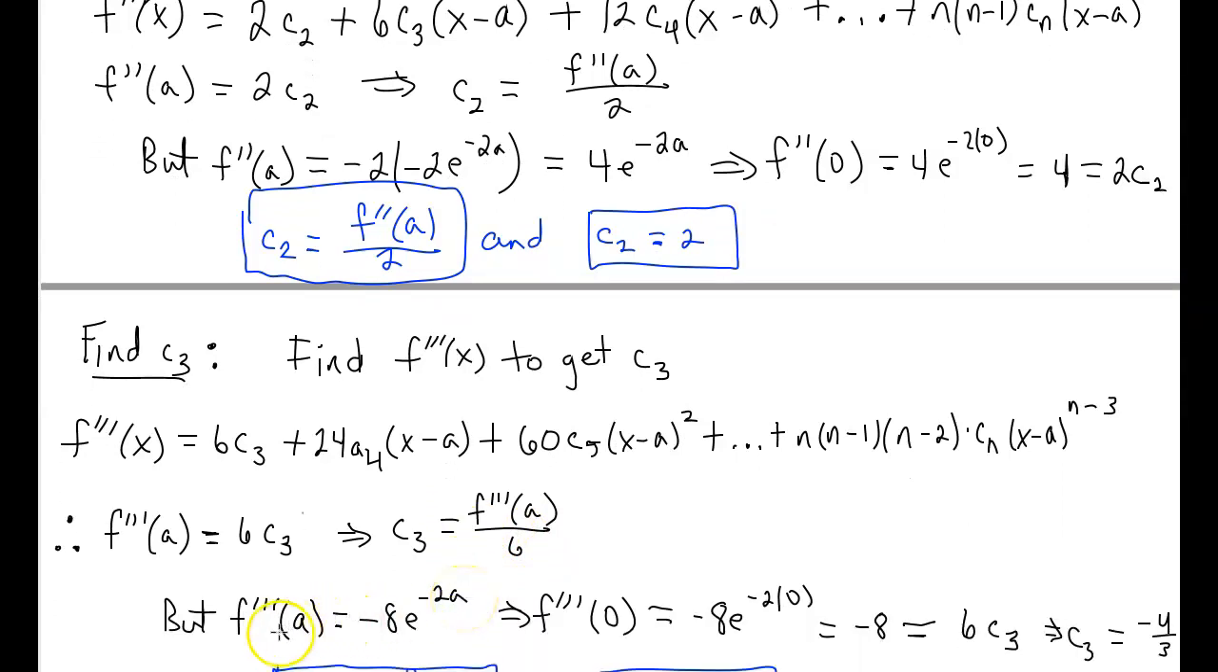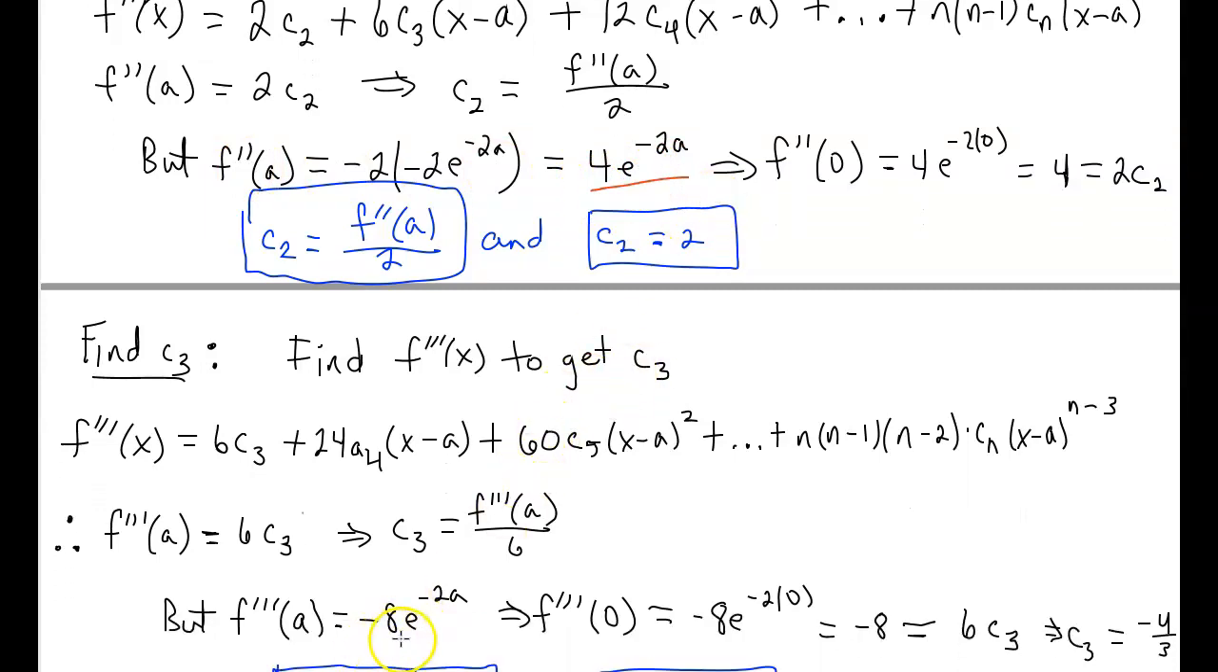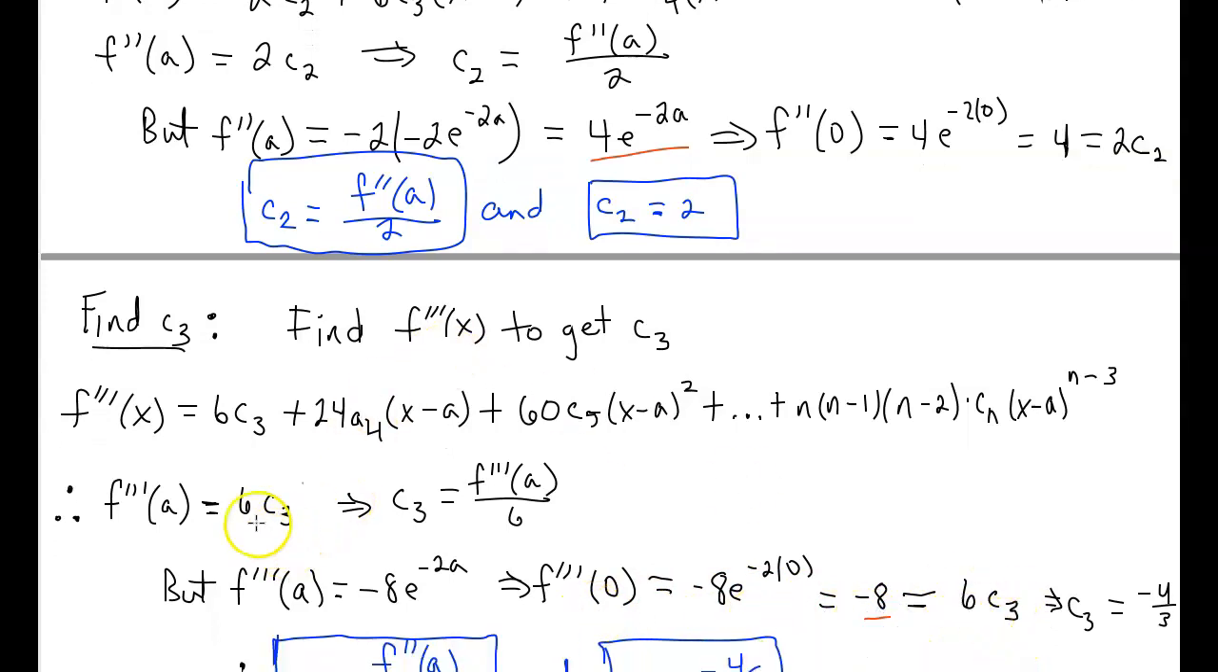But we also know the third derivative of f evaluated at A, if we look at what we have here, this is f prime of A. So if we take the derivative of what we have here, that will give us negative 8e raised to the negative 2a. And if we explicitly plug in a equals 0, then we see that the third derivative is going to equal negative 8, but that also has to be equal to this 6 times C3. So that means that our C sub 3 is going to be negative 4/3.